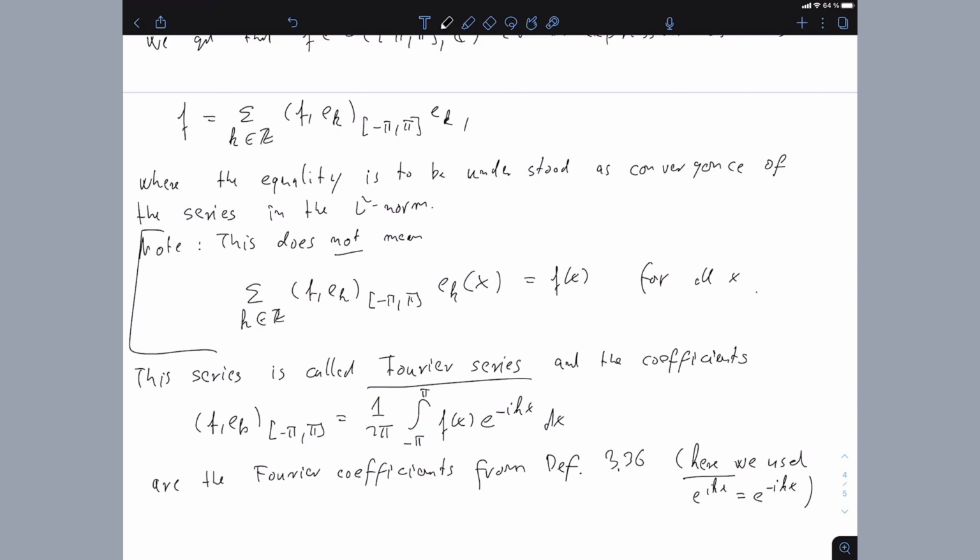So for images on bounded intervals, we need countably infinitely many. This continuous thing cannot be fully represented by a finite amount of coefficients.